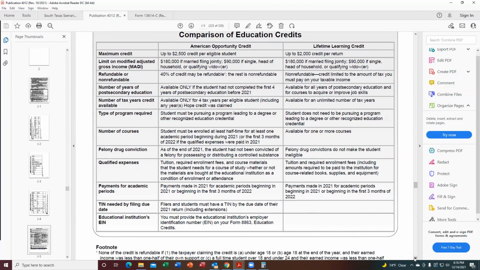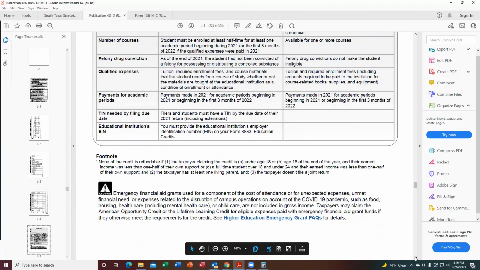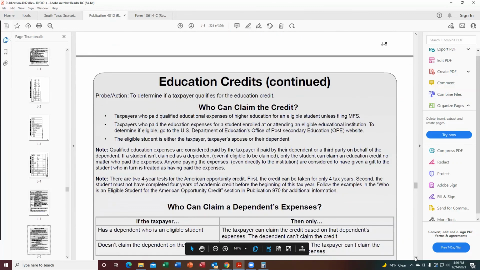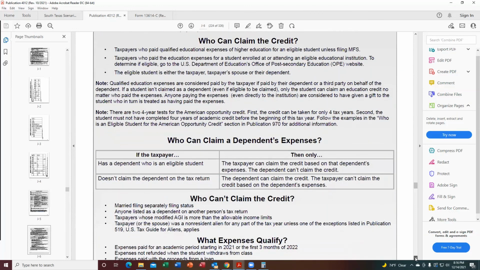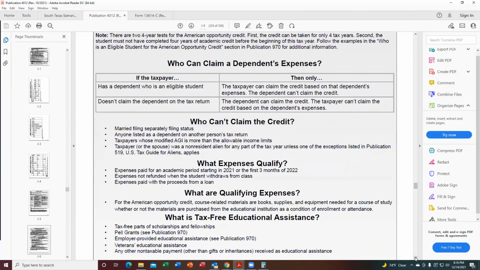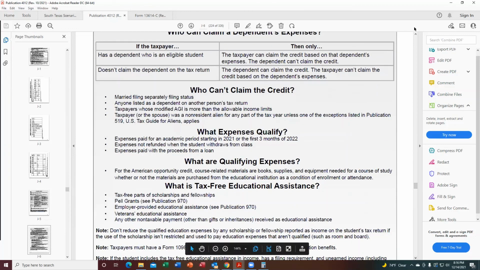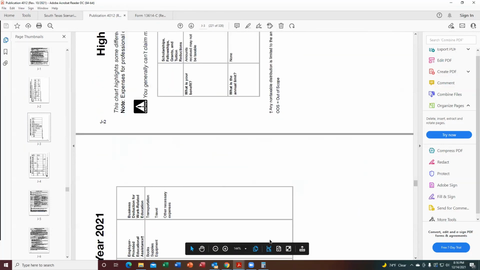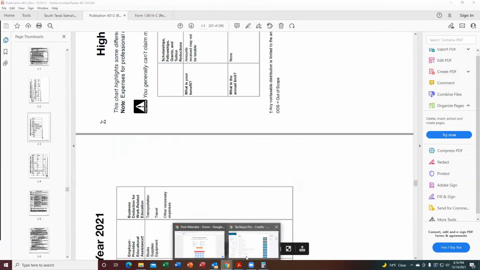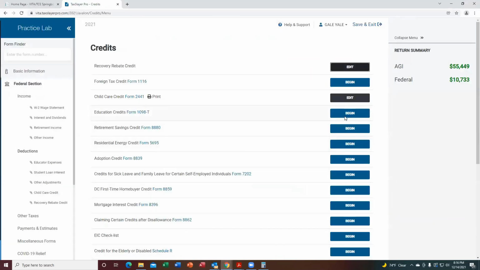Let me see. Okay. So I'm going to go back. Let me see. And of course, here it gives you more information and so forth. So I'm going to go back to the software. And there's the education credit.